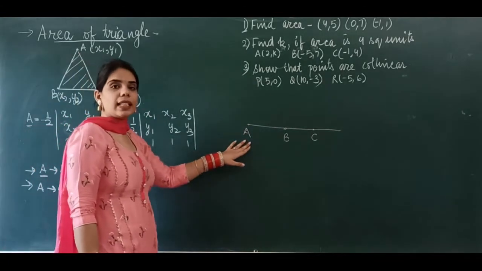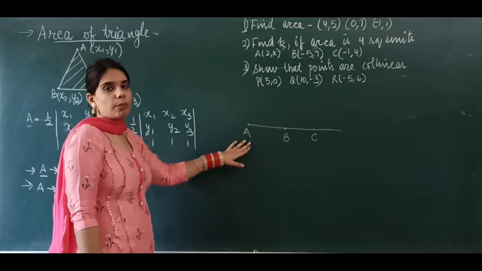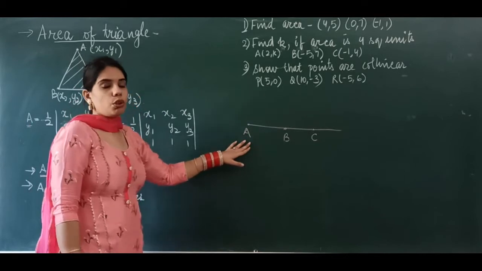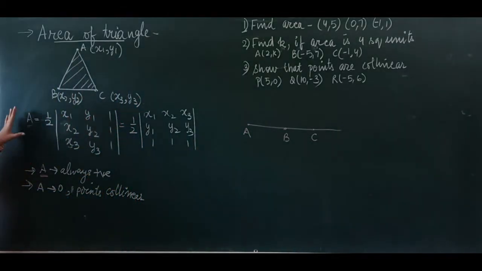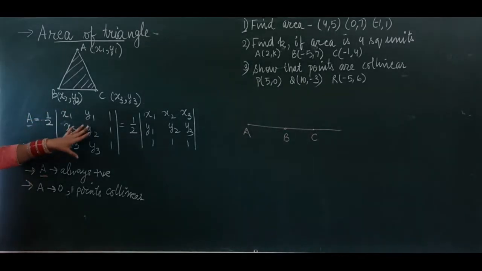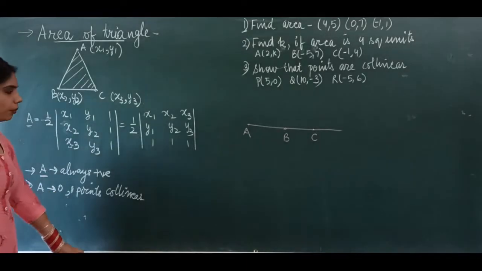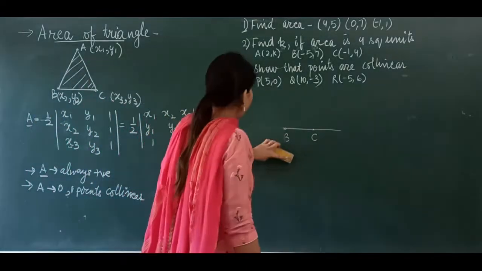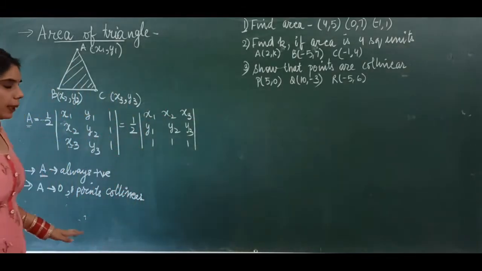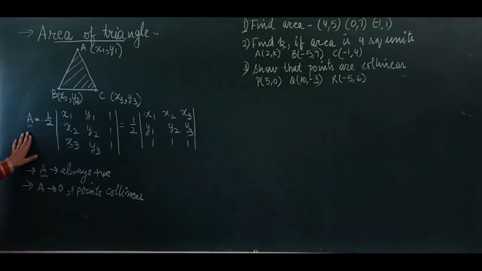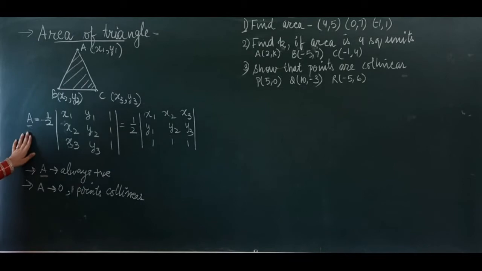Obviously, if they lie on the same line, they cannot form a triangle. Therefore, to check whether points are collinear or not, we simply use the formula for the area of a triangle. If the area comes out to be 0, that means the points are collinear, that is, they lie on the same line. The third thing to keep in mind is when we have to find a constant k.